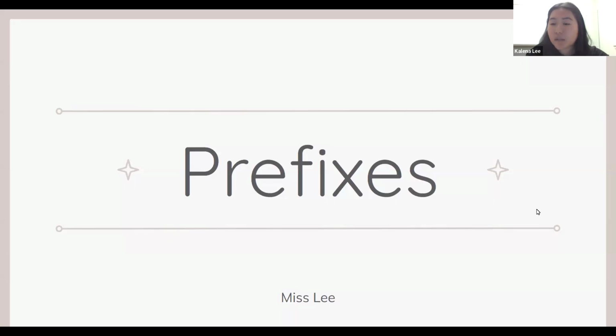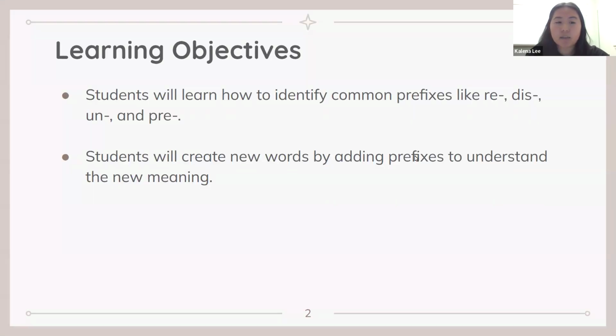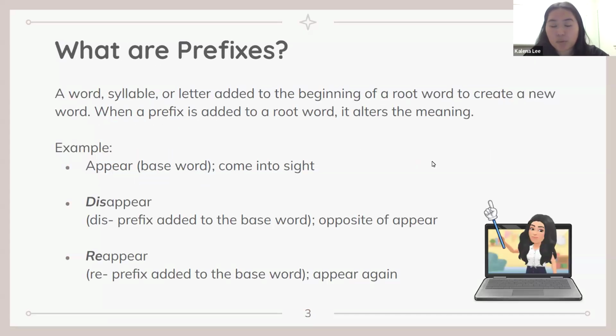Today's learning objectives are that students will learn how to identify common prefixes like re, dis, un, and pre. And students will create new words by adding prefixes to understand the new meaning. So, what are prefixes? Prefixes are a word, syllable, or letter added to the beginning of a root word to create a new word. When a prefix is added to a root word, it alters the meaning.